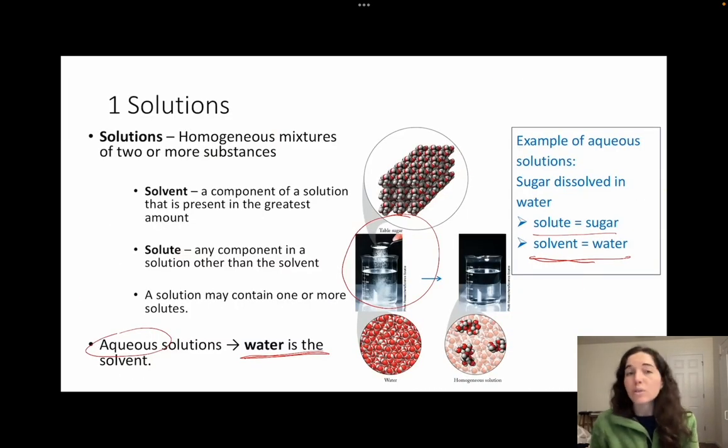The definition of a solution is a homogeneous mixture of two or more substances. So this is the solution. The solvent was the water that was added. The solute was the agent that's in here, the solid agent in here, that's giving it color. And so together, the solute and the solvent make the solution.